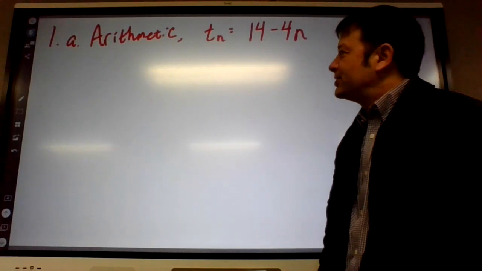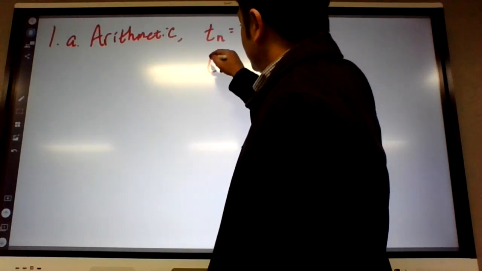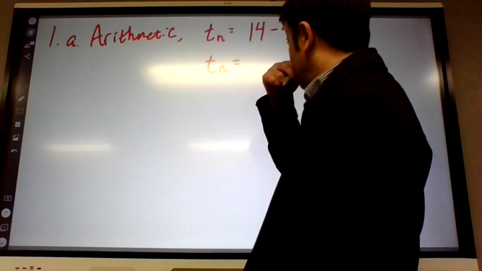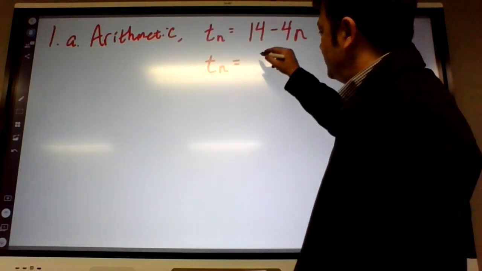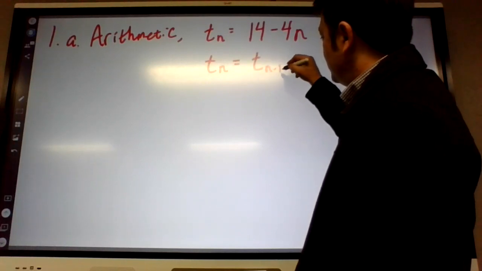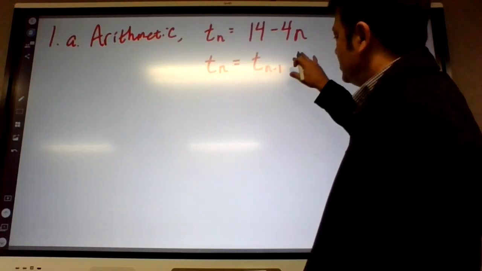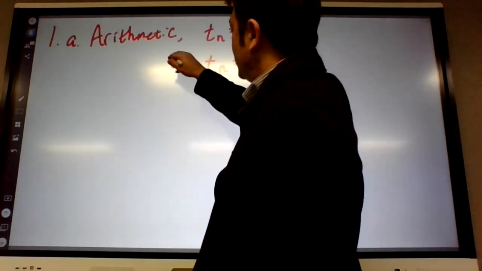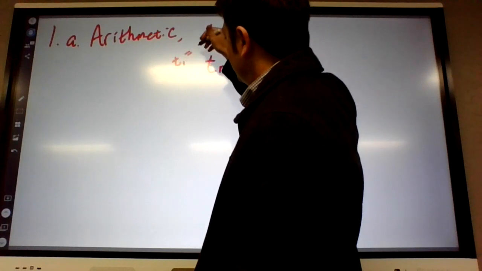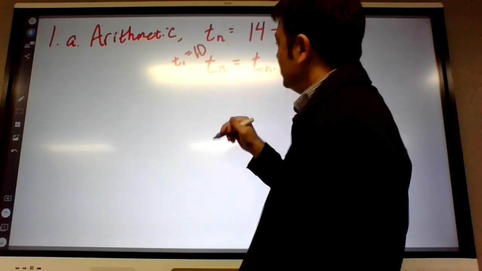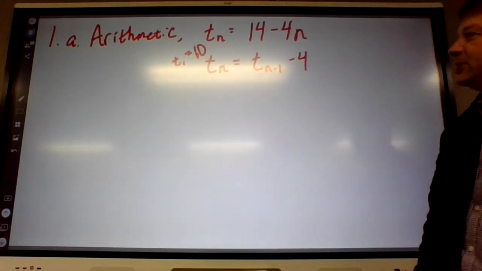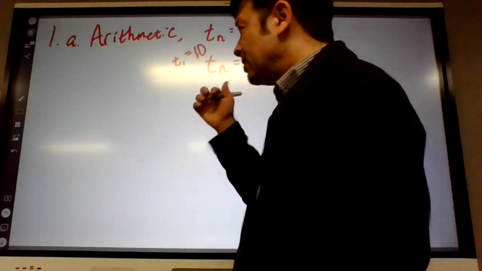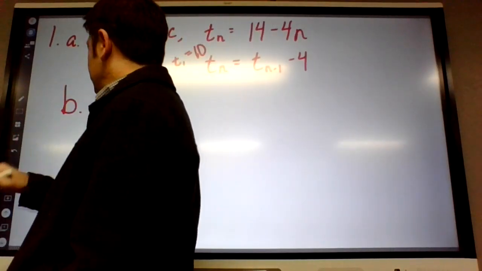All right, anyways, the other way, they didn't ask this, but I just want to show it real quick to give an example the other way. Recursive, you just do the previous term and then something to that. So on this one, you do the previous term -4. Also, you usually have to define the first term. What was the first term? 10. T sub 1 is 10. T sub n is T sub n minus 1, previous term -4. You don't really have to write that.